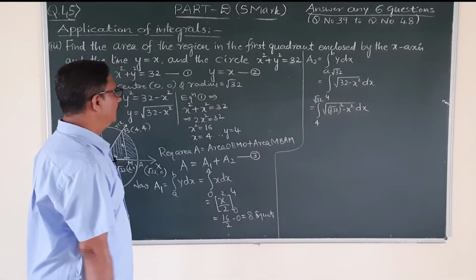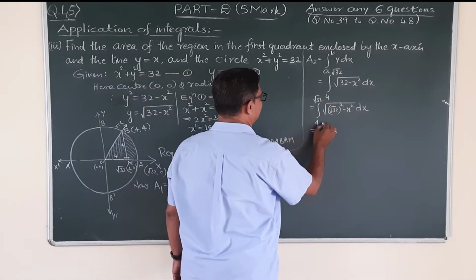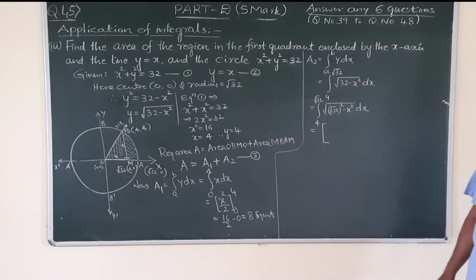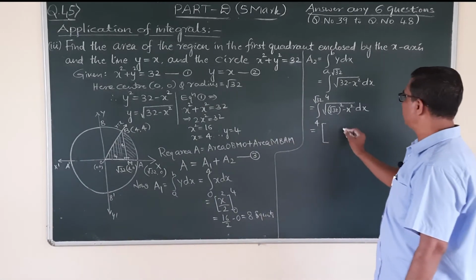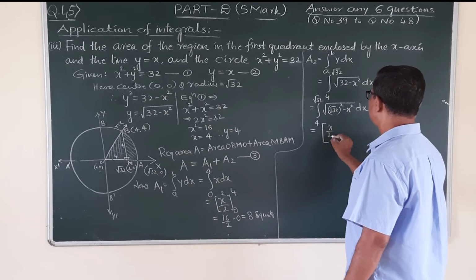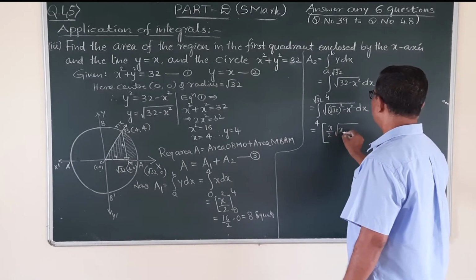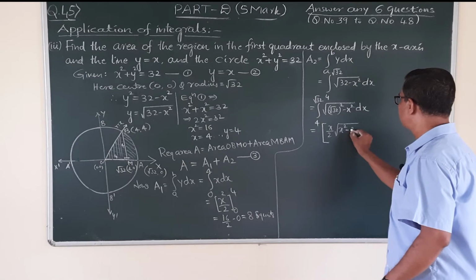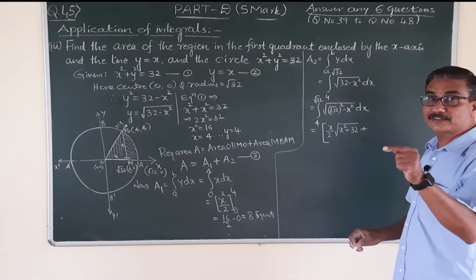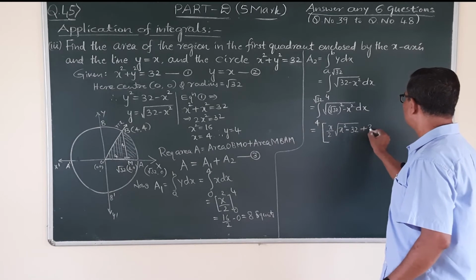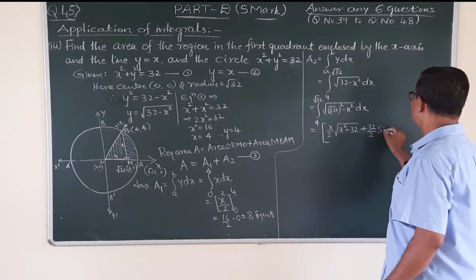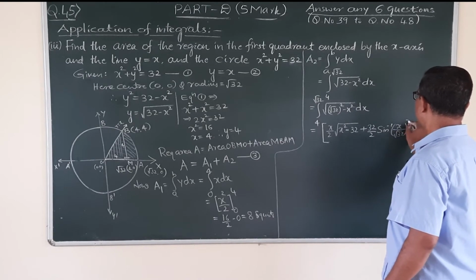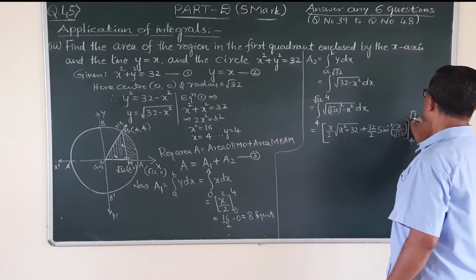Okay? Then integrate. Now it is in the form root of a square minus x square. Remember that formula. The integral of root of a square minus x square is x by 2 into root of a square minus x square, plus a square by 2 sin inverse of x by a. Here the a value is root 32, root 32 square is 32, so a square by 2 is 32 by 2. Between the limits 4 to root 32.